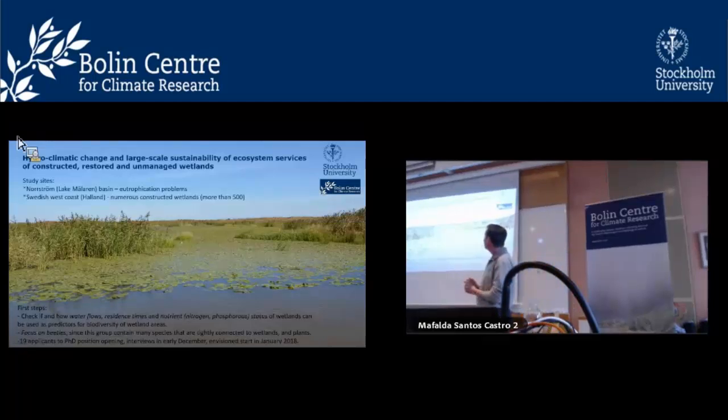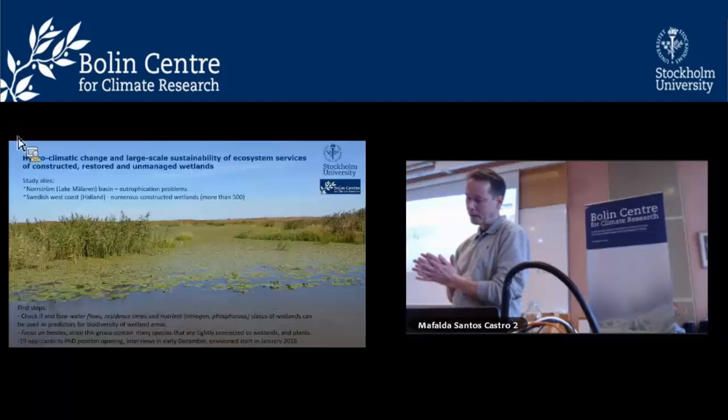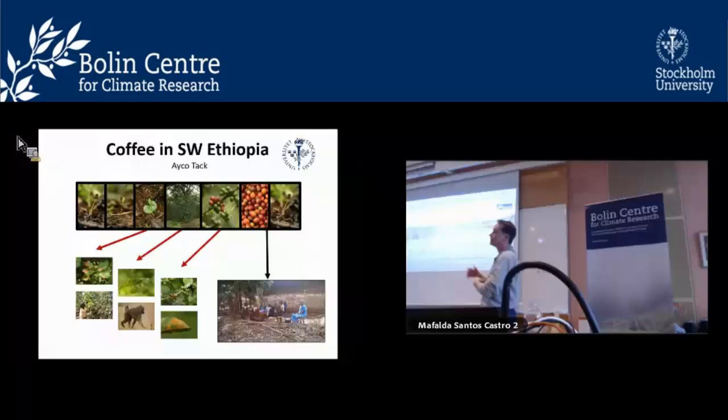So some of the sites are Norrström, Lake Mälaren Basin, which you saw earlier today, where we have eutrophication problems. Peter has ongoing collaboration on the Swedish west coast with numerous constructed wetlands. And there are different kinds of problems and data in these data sets. So one idea to start with is to look specifically at beetles, which depend on wetlands and the plants there, and then may reflect some kind of state, the status of the wetland.